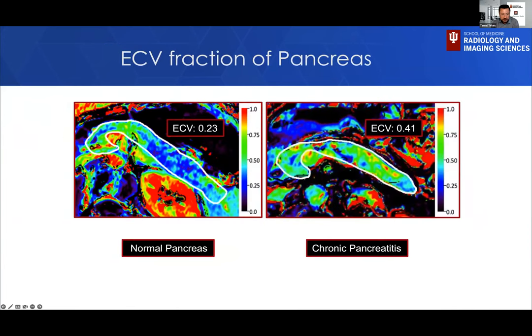And ECV fraction is measuring the extracellular volume fraction. Again, it is helping and showing us that the extracellular tissue increases with chronic pancreatitis.